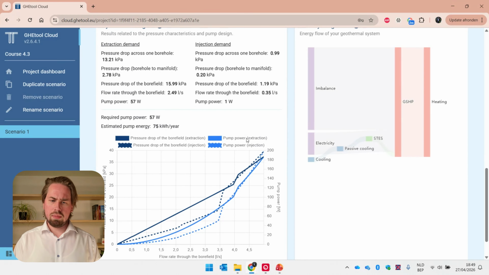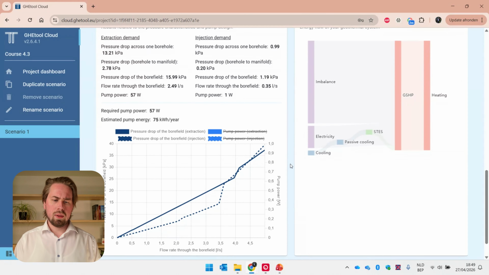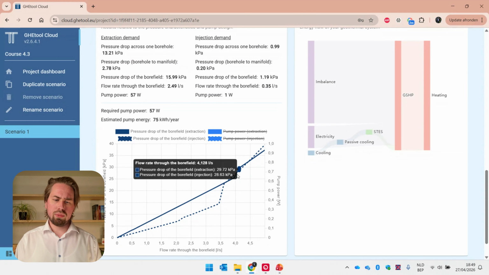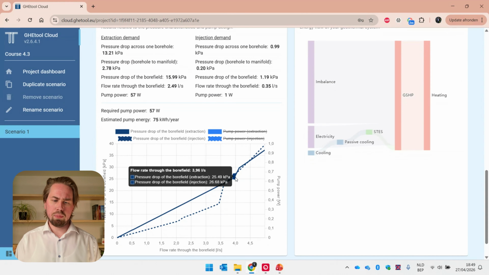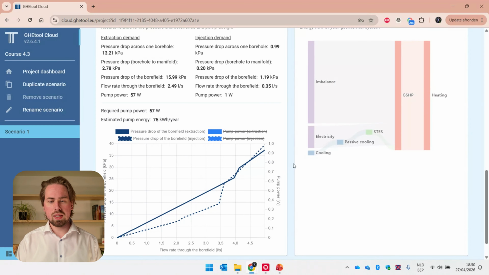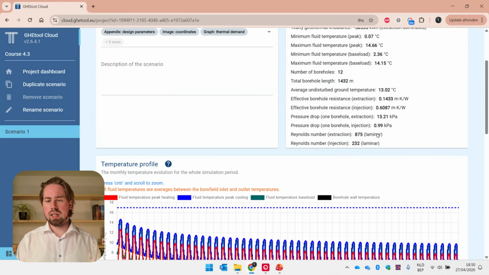And let me take away these pump powers for the moment. You clearly see here the jump from laminar to turbulent. Now for extraction, this happens at 0.4 liters per second, because as you can see here, we're extremely laminar. And for injection, it's even more laminar due to the simple reason that our flow rate is incredibly small.